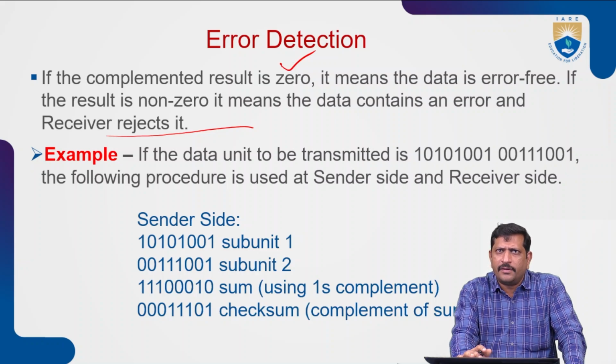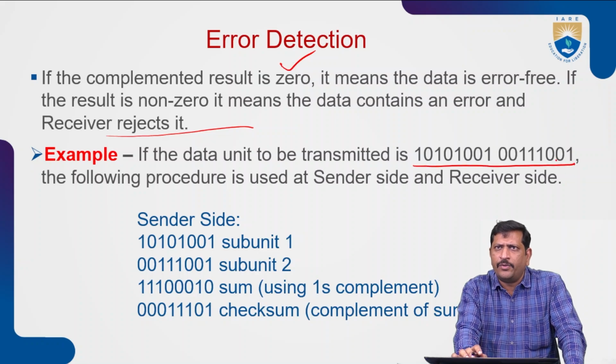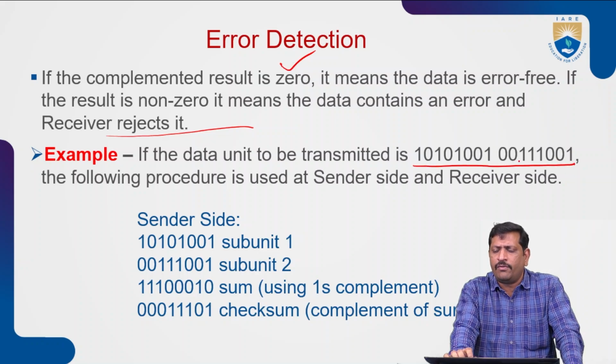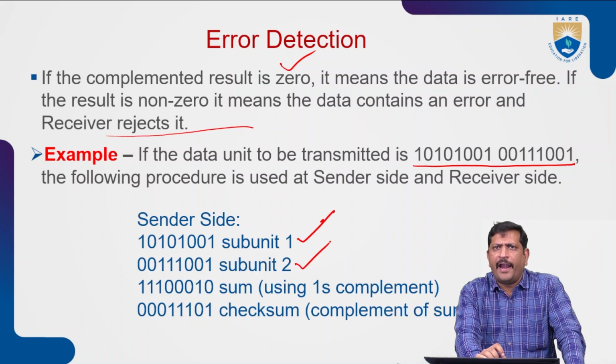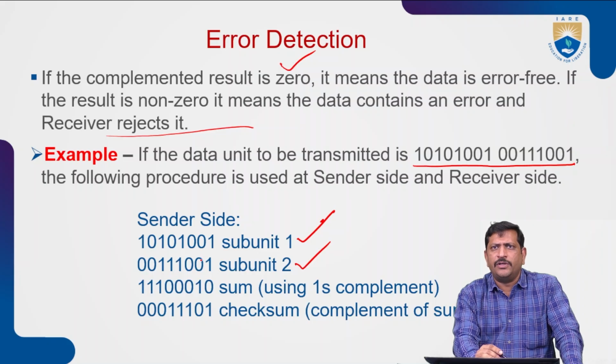For example, suppose the data unit to be transmitted is 10101100 and 01110001. This is the data message. First, the message can be divided into subunit 1 and subunit 2, and they are added. Here 1 plus 1 is 10; the sum is taken and the carry is forwarded. 1 plus 0 gives 1, with no carry, and 0 plus 0 is 0.